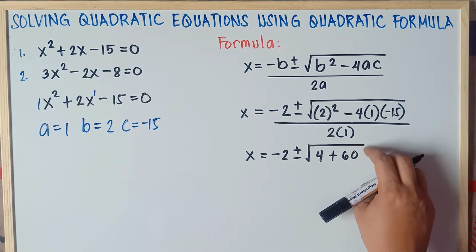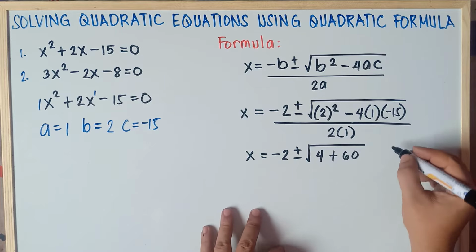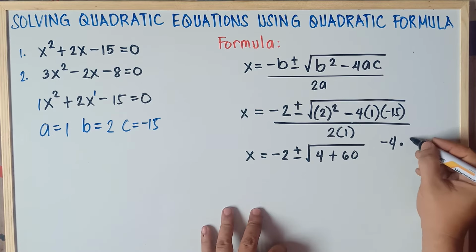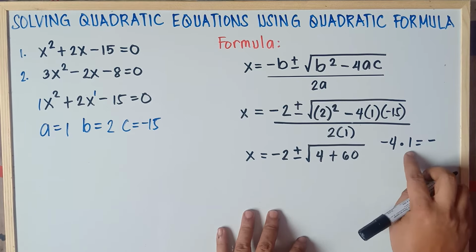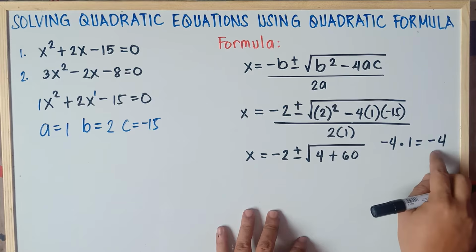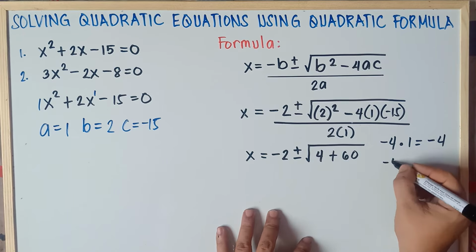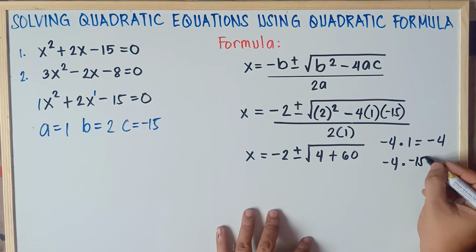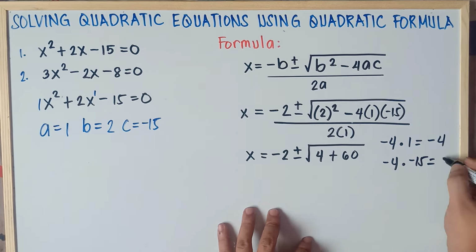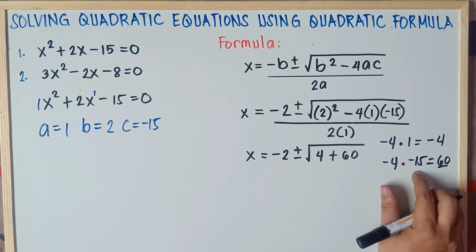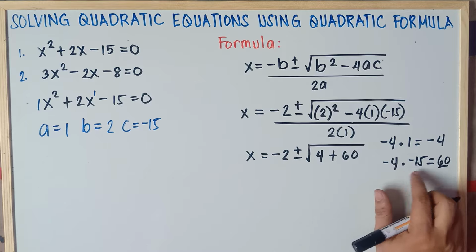Once again, class, let me explain this one step by step. You multiply negative 4 times 1. Negative times positive is negative. 4 times 1 is 4, so that would be negative 4. And then you multiply negative 4 by negative 15. Negative times negative is positive. 4 times 15, that would be 60, right? How many 15s? 4 15s. 15 plus 15 is 30, plus another 15 is 45, plus another 15 is 60. Or you can just simply multiply this one, class: 4 times 15 is 60.